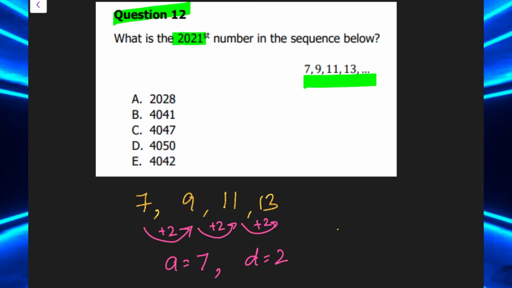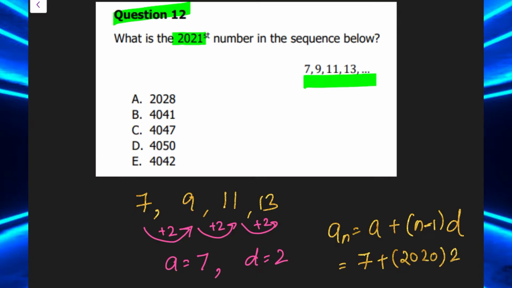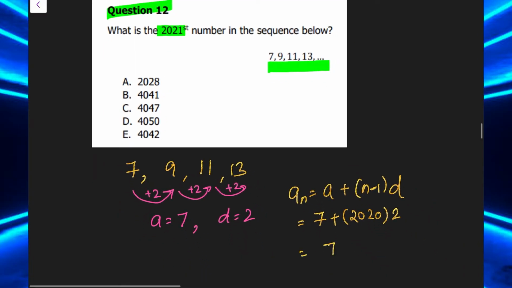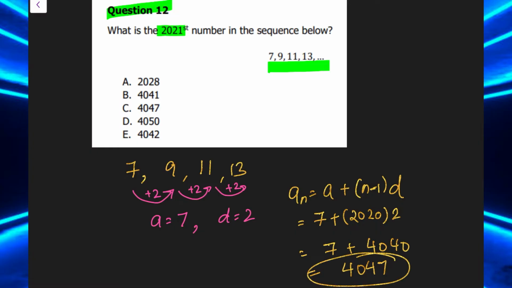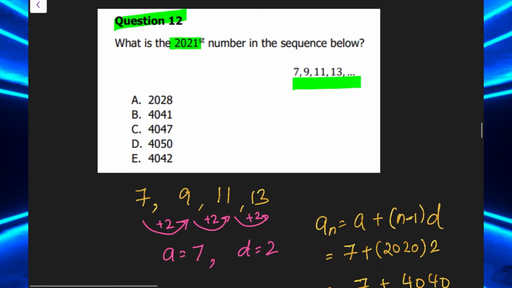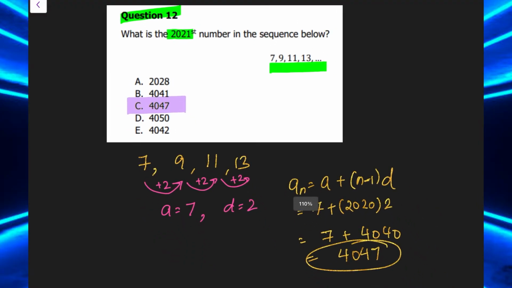Using a direct formula, a_n equals the starting term plus, because we'll be making n minus 1 jumps to reach the 2021st term, multiplied by the common difference. So we start with 7 and we make 2020 jumps of 2. Let's work it out. This is 7 plus 4040, which is 4047. This will be our 2021 term. This is C, option number C.